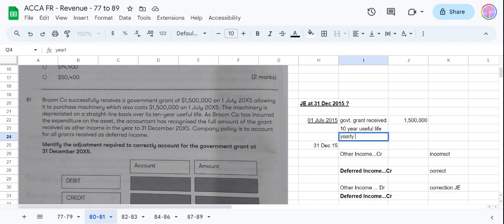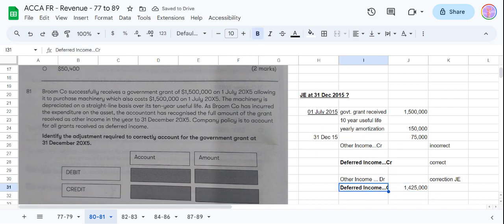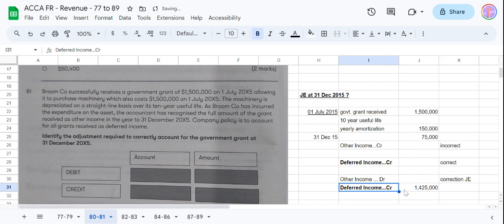So for the yearly amortization, or how we are going to accrue it, divide by 10, so 150,000 yearly. Till 31st December, how much should we do? Half of it, because it is just 6 months. So 75,000 we should have put to other income, but instead we put all 1.5 million. What we need to reverse is 1.5 million minus 75,000. Only this we will reverse, because 75,000 we should have credited as other income, so that is fine. So debit other income and credit deferred income with 1,425,000.